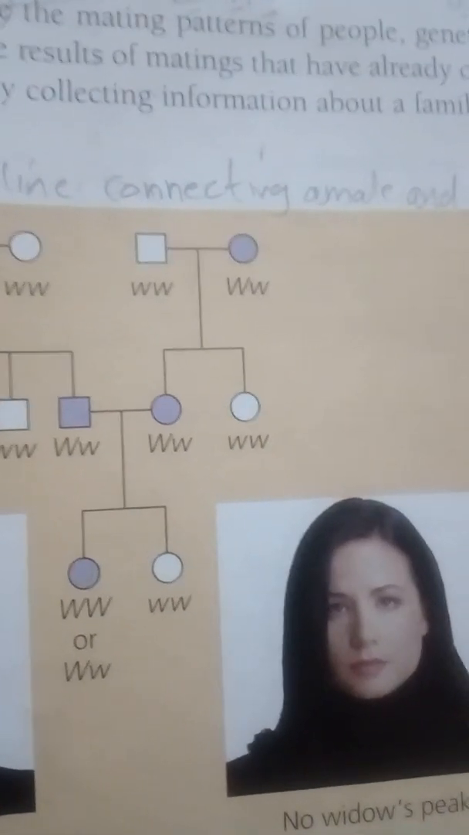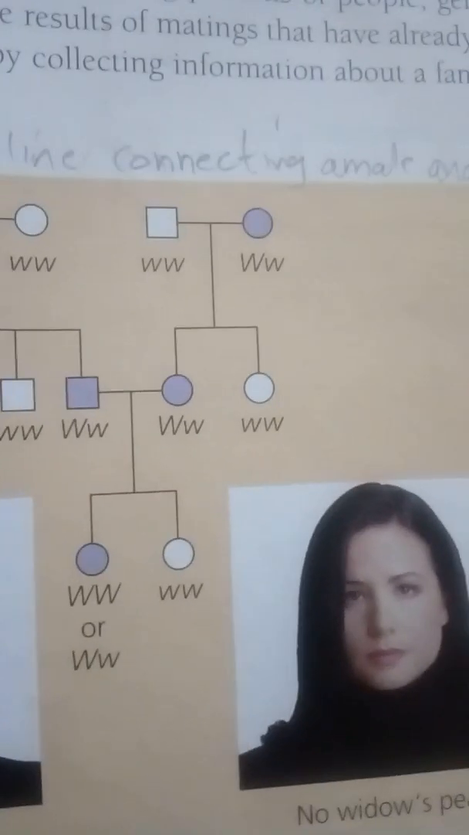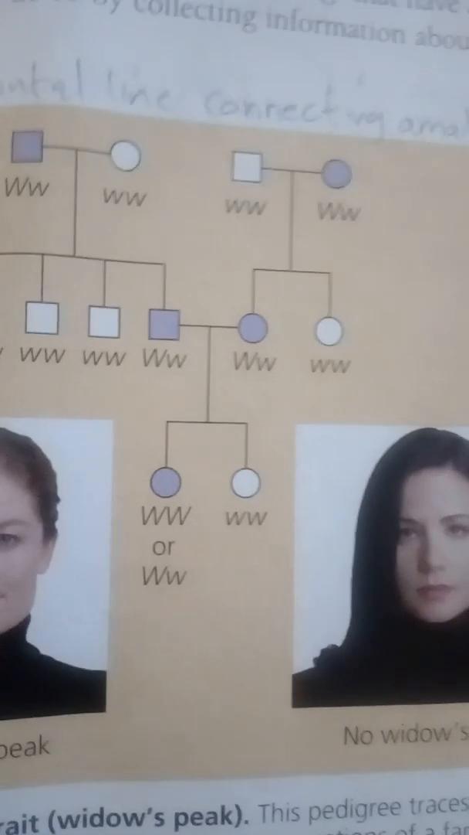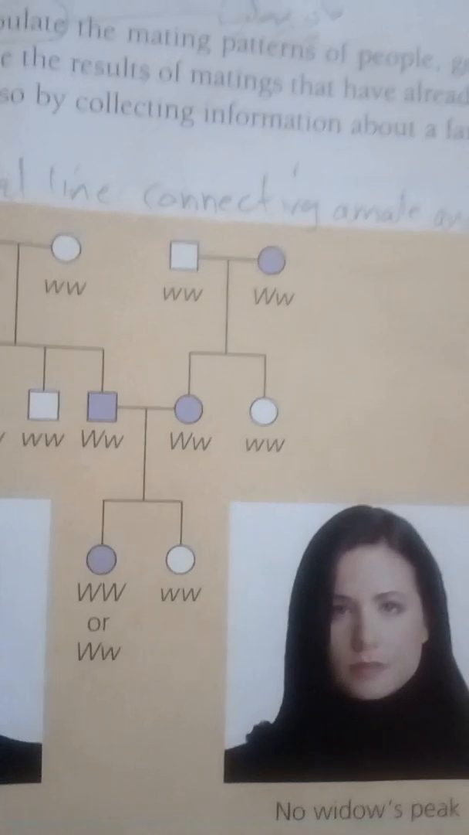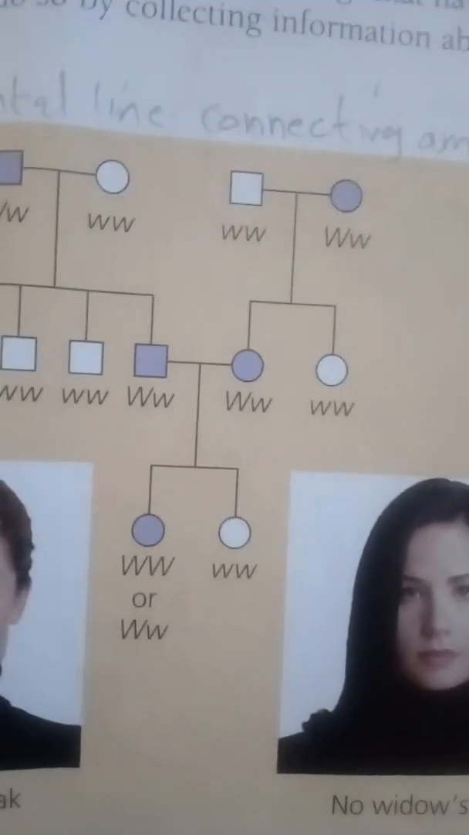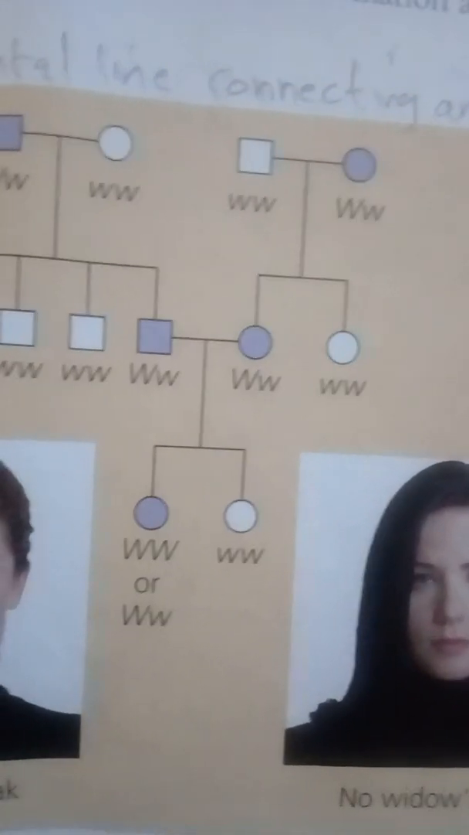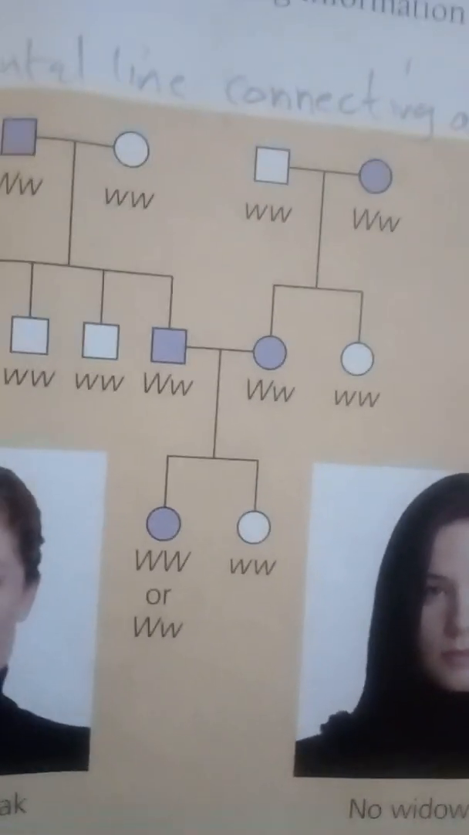Pedigree analysis. Unable to manipulate the mating patterns of people, geneticists must analyze the results of matings that have already occurred. Notice they do so by collecting information about a family's history for a particular trait and assembling this information into a family tree describing the interrelationships of parents and children across the generations, the family pedigree.